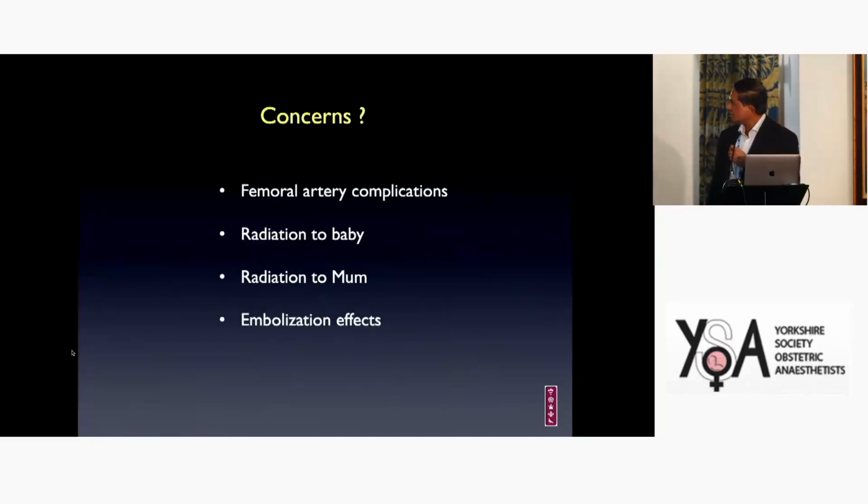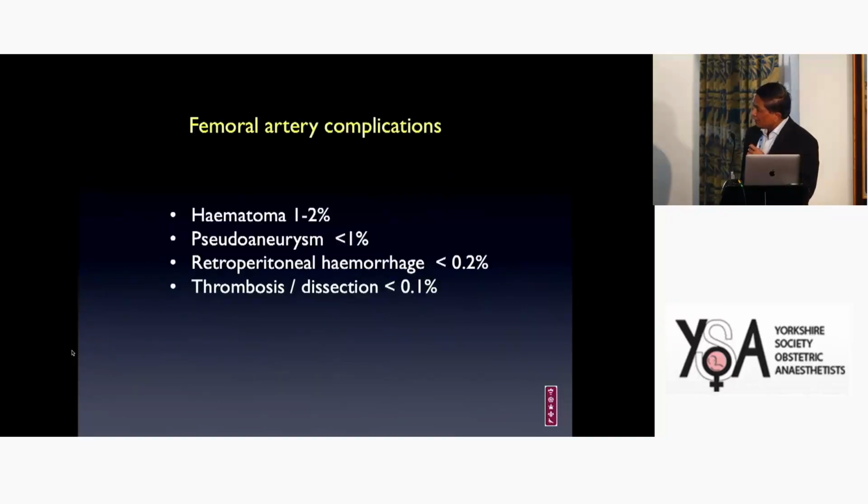Let's stop that there. So, what are the concerns? Femoral artery complications, radiation to baby, radiation to mom, and embolization side effects. Complications to the femoral artery in the literature, even though we didn't have any, but we do consent patients for, are about 1 to 2% hematoma, and less than 1% pseudoaneurysm or retroperitoneal bleed. Thrombosis and dissection are also small. The way we have handled it is we don't keep the femoral artery catheters for a very long time. We take them out as soon as the procedure is over, so that we can re-puncture if required.